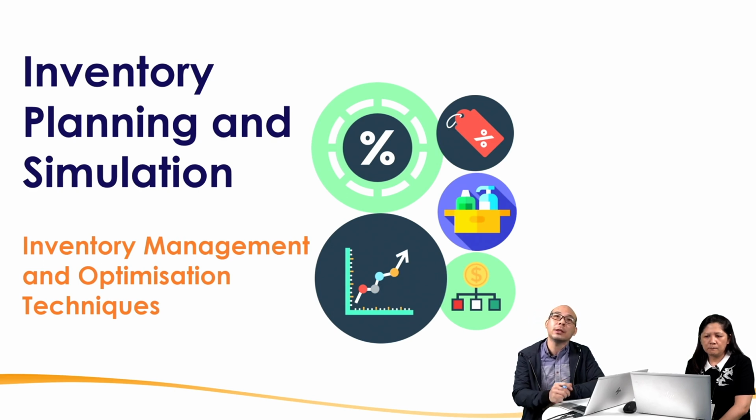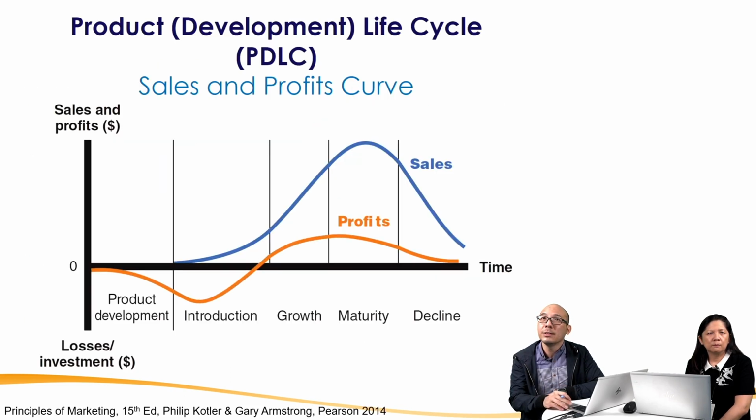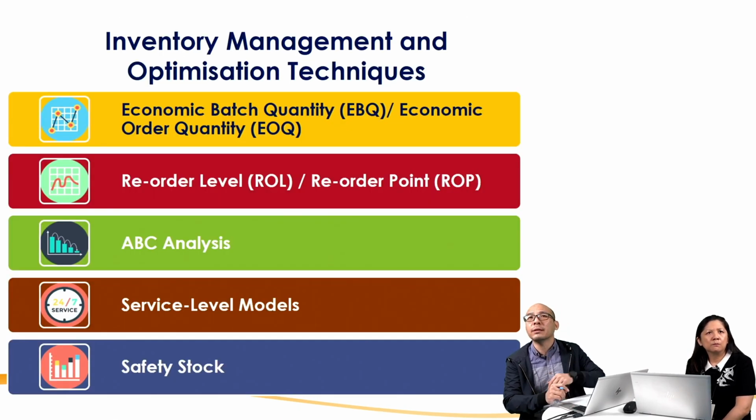Now, why do we need to ensure inventory management and optimization techniques are conducted? Because of some issues due to pricing and product. You're looking at the relationship between sales and profits in terms of product life cycle. So you can see that these are from an economic point of view, right? In terms of revenue generation corresponding to the sales, and obviously all this is affected by the product and pricing.